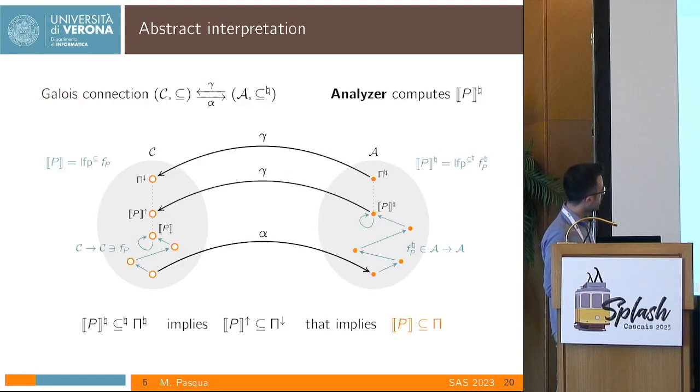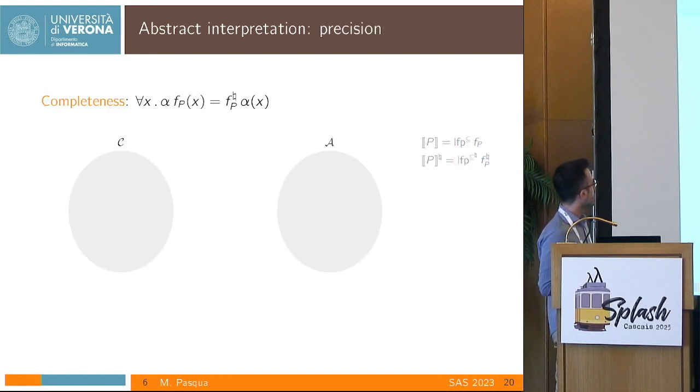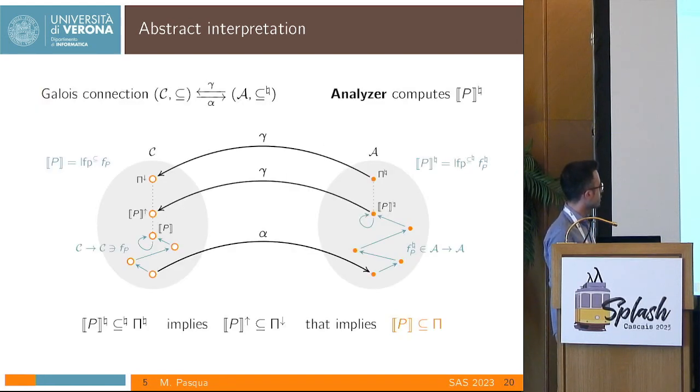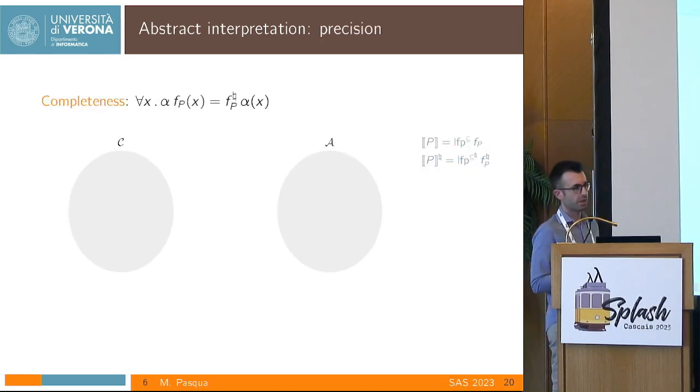But of course, here, as Roberto also said before, we have two sources of false alarms. We have one source that is the abstract domain, so how abstract the abstract domain is, and the abstract computation. So we have two sources of imprecision, let's say. And this is, of course, unavoidable unless we change the domain, but we can check the imprecision of the abstract computation. This is the classic notion of completeness.